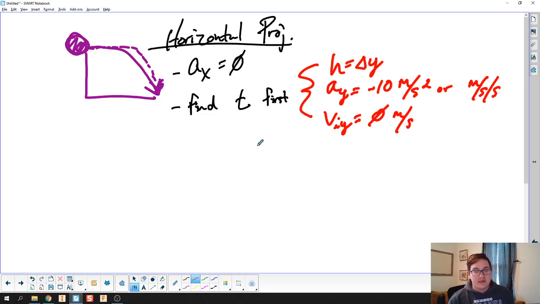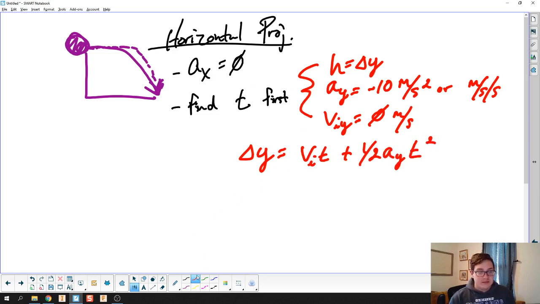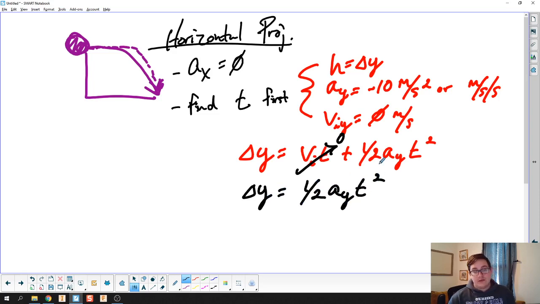Because if we know height is delta y, and we know initial velocity in the y direction is zero, you can use your second kinematics equation to find the time it would take, because this right here would cancel out to zero. And so what you're left with then is delta y, or the negative of your height, equals 1/2 a, acceleration in the y direction, t squared. All right, and so that's how you'd usually find time first.